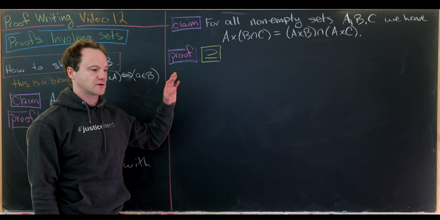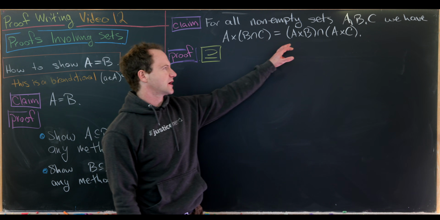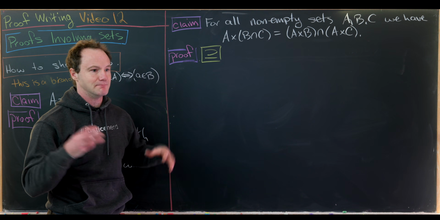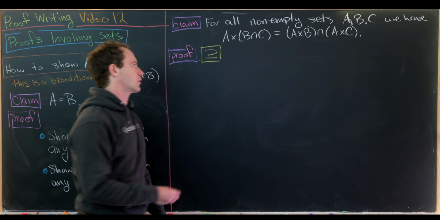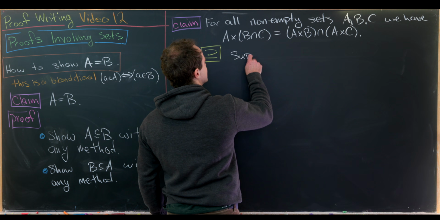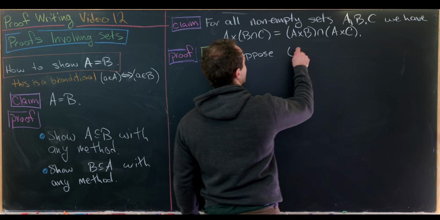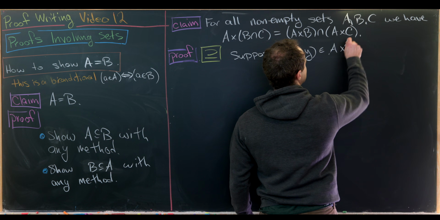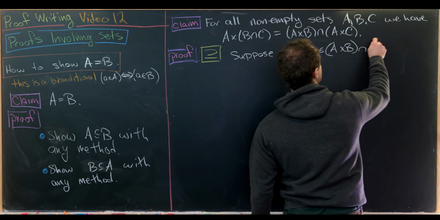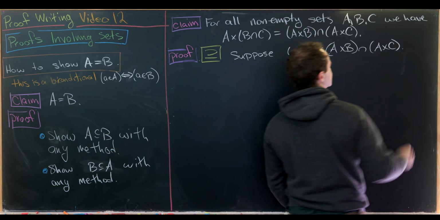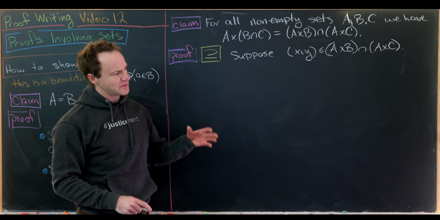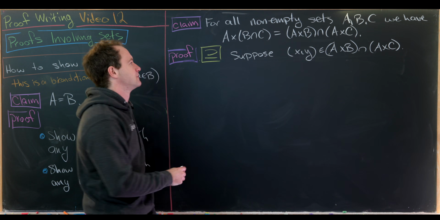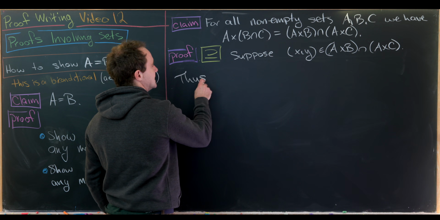Okay, now we're going to do the reverse containment. Notice we're still working with cross products of sets, so when we start with our starting element, it makes sense to start with an ordered pair. So let's do that. Let's suppose we have an ordered pair, I'll call it xy again, which is in the intersection of A cross B and A cross C. And I think this is going to be exactly the same steps that we saw before in reverse, but that's okay.